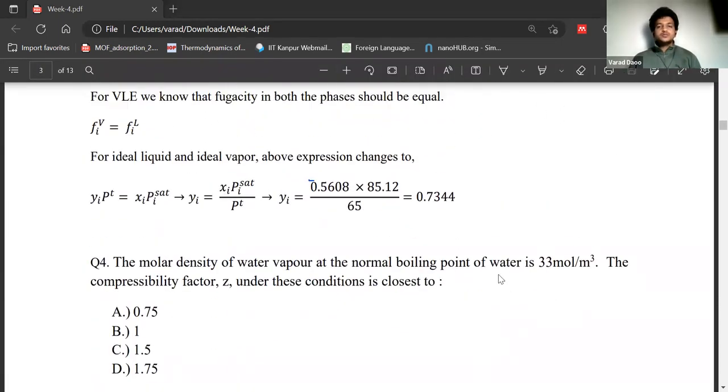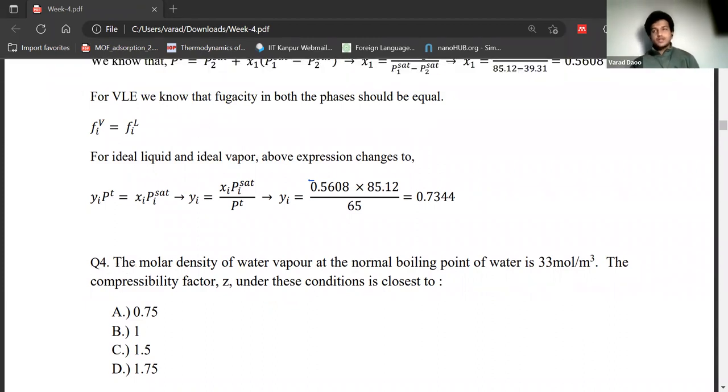So we'll move on to the next question. The next question is this. It's a tricky question. What are we given? We are given molar density. Remember, it's a molar density, it's not mass density. Its unit will not be kg per meter cube. It will be something like mole per meter cube or kilomole per meter cube or kilomole per liter. So the molar density of water vapor.